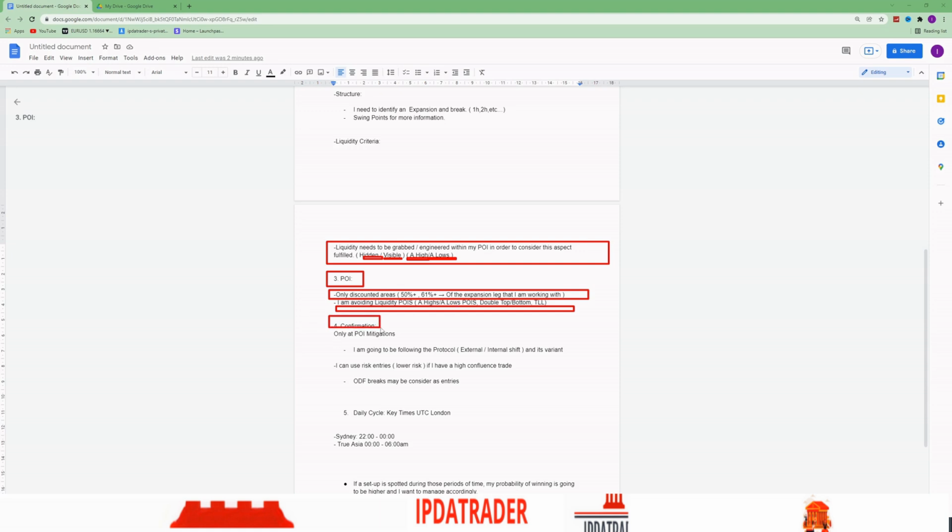Moving on to confirmations, only at POI mitigations, right? Extremely crucial. I'm going to be following the protocol, external plus internal shift and its variance. I can use risk entries, lower risk if I have a high confluence trade. Order flow breaks may be considered as entries. Well, what does that mean?